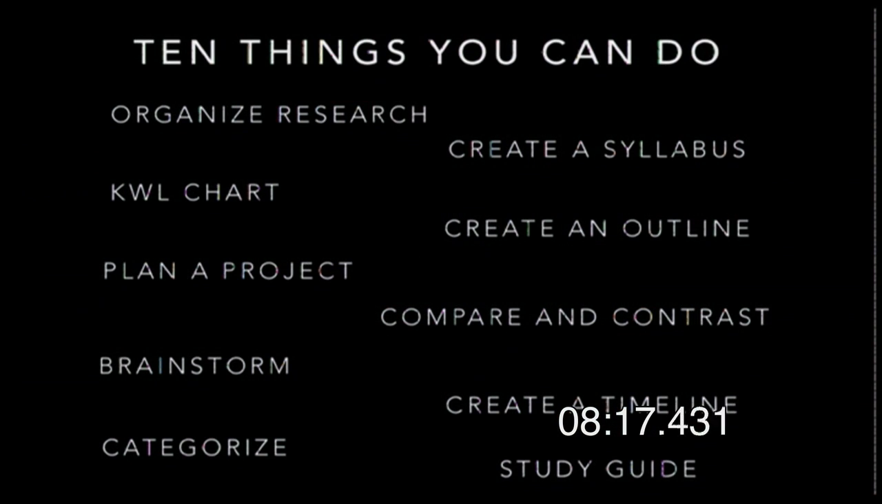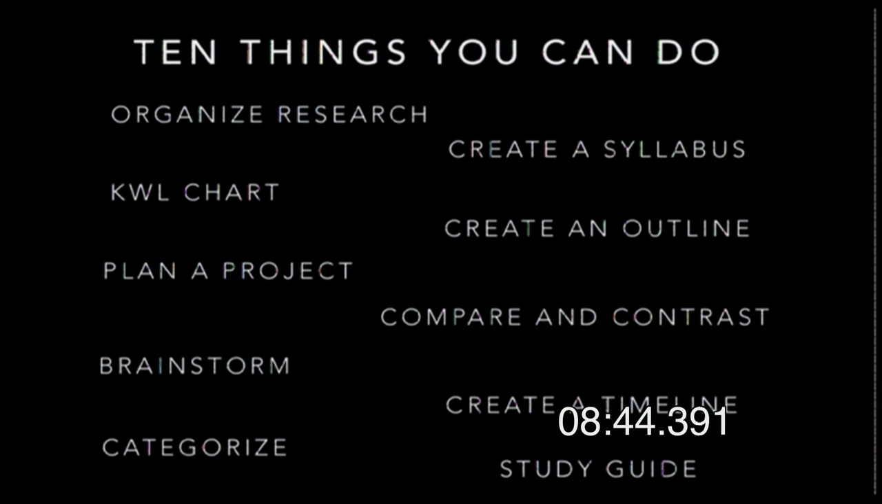All right, so let's remind ourselves of the 10 things that we can do with a mind map. We can organize our research. We can make a syllabus. We can make a KWL chart, which is one of the big things that we love to do, especially in English language arts. We can create an outline of something that we're doing, maybe an outline of a book, or of the work that we're doing in class. We can plan a project.